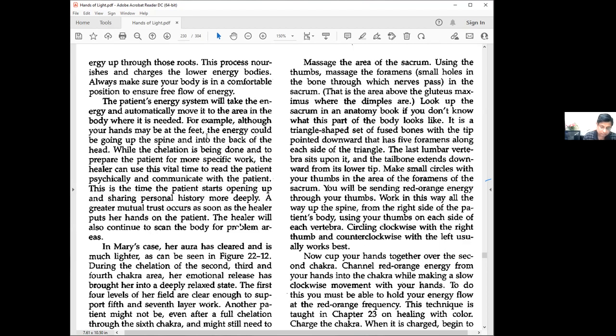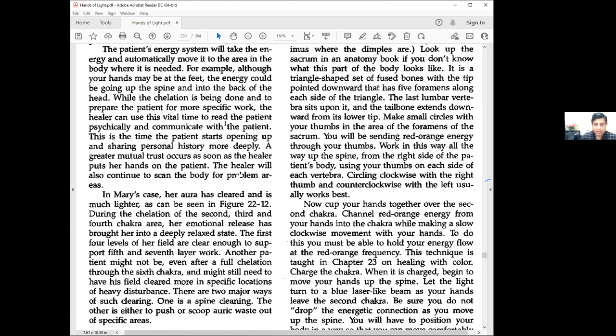Always make sure your body is in a comfortable position to ensure free flow of energy. So again, your comfort is very important, right? If you are uncomfortable, then healing will become an issue because there's a stress in your system.